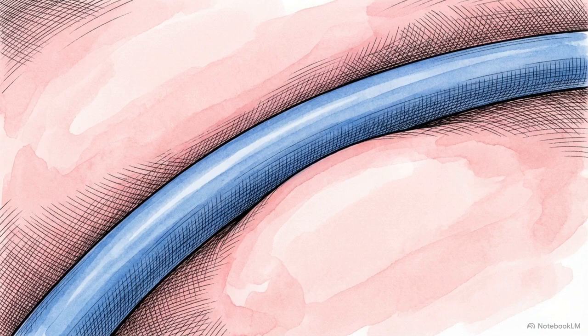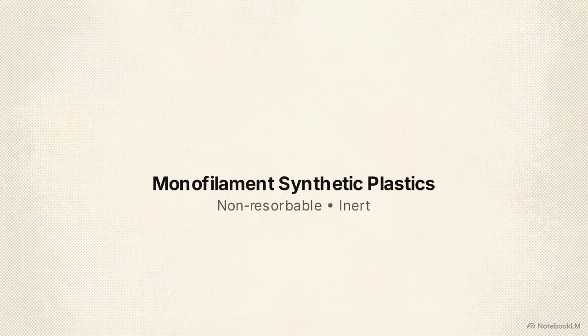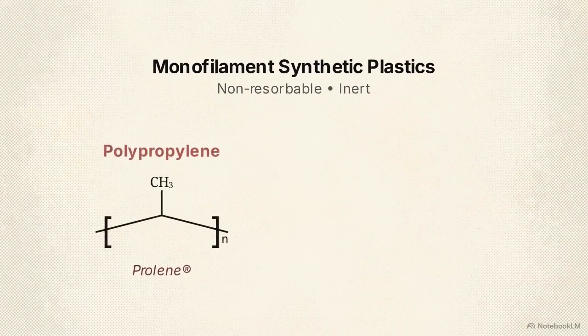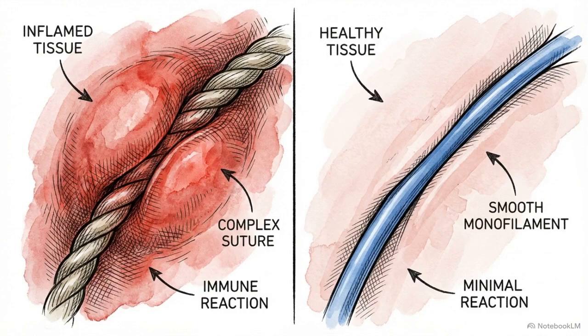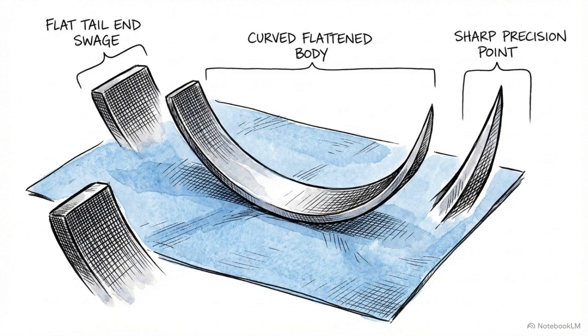The material must be extremely inert and non-adhering to the surrounding tissue. The ideal materials that meet this standard are non-resorbable, monofilamentous synthetic plastics, specifically polypropylene, sold as Prolene, or polyamide, known as Ethylon. The choice of thread architecture directly dictates the surgical site's immunological response and its overall susceptibility to postoperative infection. Delivering that thread requires an instrument divided into 3 anatomical zones: the swage, the body, and the point.